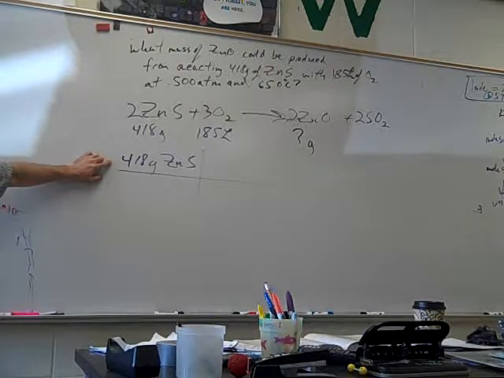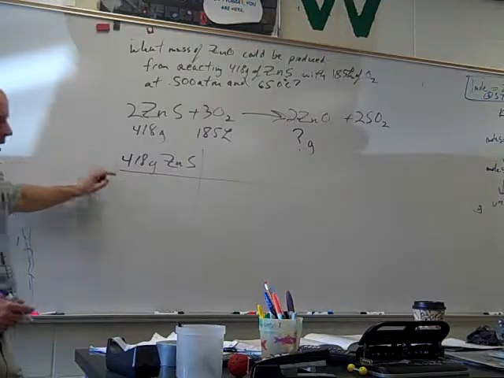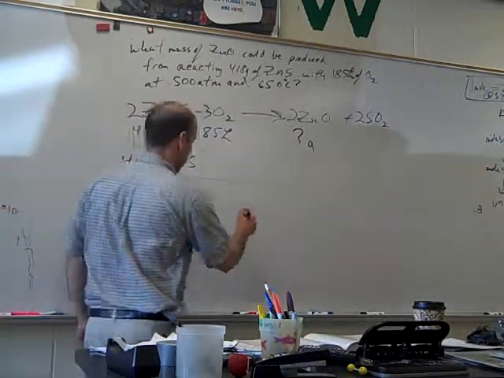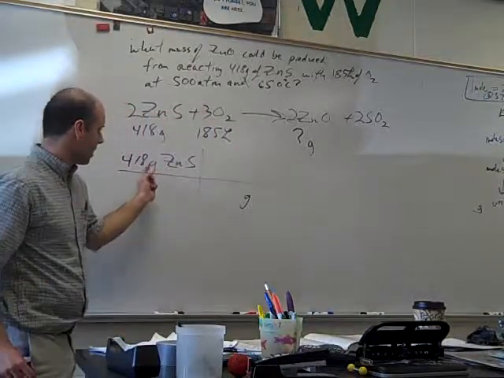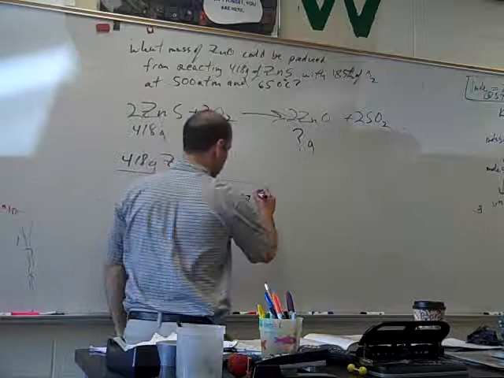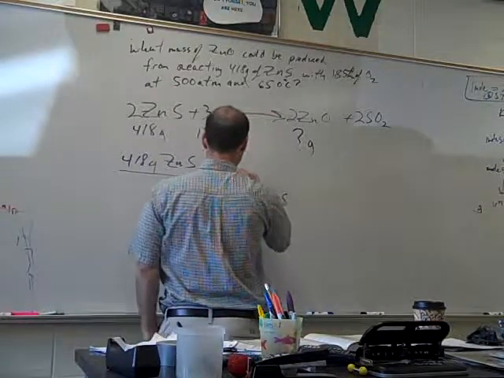So, let's start with a refresher. If you have grams of zinc sulfide on top, what goes on the bottom? Grams of some sort. What's up here? Zinc sulfide. So what goes on the bottom? Grams of zinc sulfide. What do we do? Get it into moles.